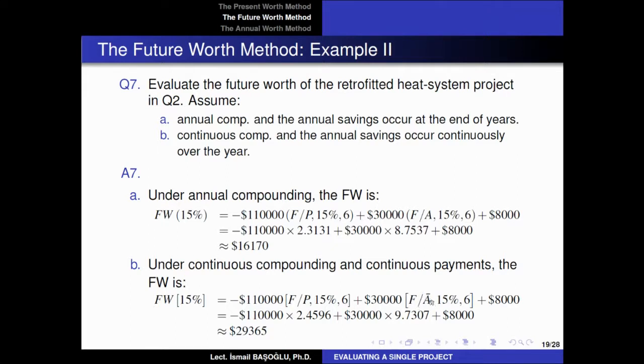So we have F over A bar. We check that value not from our second table where we have continuous compounding and discrete payments, but from our third table where we have continuous compounding and continuous payments. And the final result will be $29,365 here.